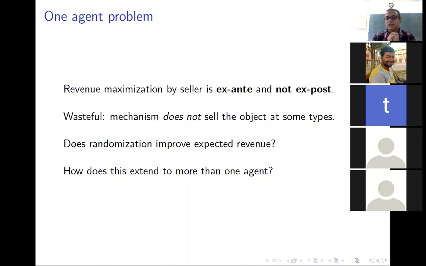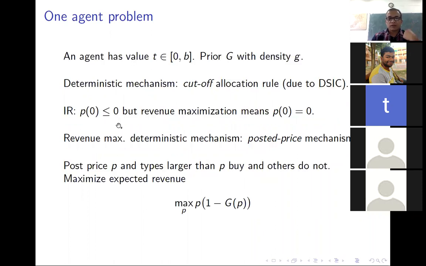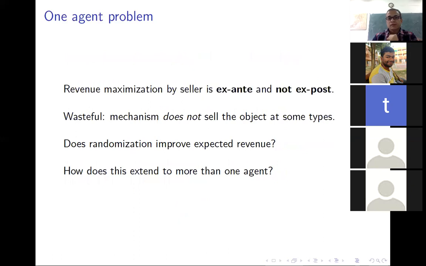So this exercise is a completely ex ante exercise of the seller, and hence it will involve wastefulness, because generally this P will be strictly greater than 0. That means that for some types, the seller would not sell the object, even though the buyer may be willing to pay a lower price. It will just not sell the object to such types. So it is wasteful. The mechanism does not sell the object at some types.